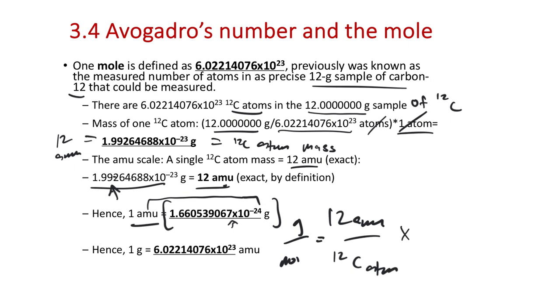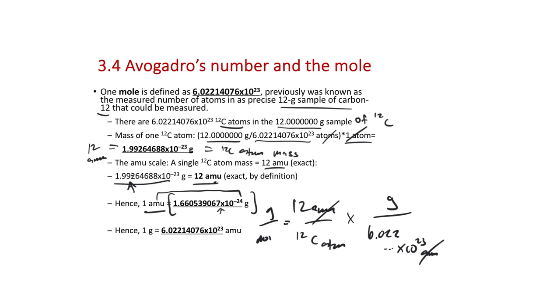I just take my AMU conversion to 6.022 times 10 to the 23 AMU per gram. So that cancels out my AMU. And then I do my conversion that I have 6.022 times 10 to the 23 carbon atoms in 1 mole. So a mole is defined to be that number of things. So a mole is just 6.022 times 10 to the 23 of whatever the thing is.